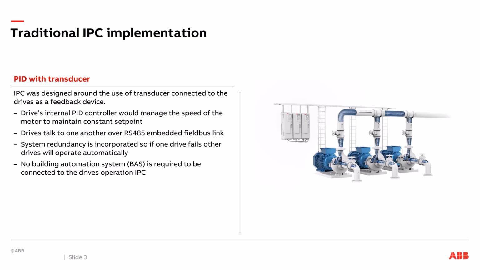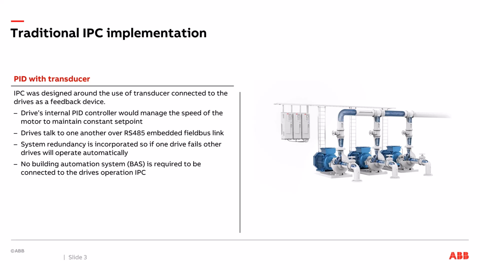To start with, let's discuss how IPC, or Intelligent Pump Control, which is how it's known in the ACH 580 manuals today, works. The concept of IPC is that there's no building automation system. And what we have is one drive per motor, and we have at least 2 drives and 2 motors in the system. IPC can be used with up to 8 drive and motor combinations. The way it works is all the drives are connected together via an RS-485 link, where the drives will talk to each other via an embedded protocol.